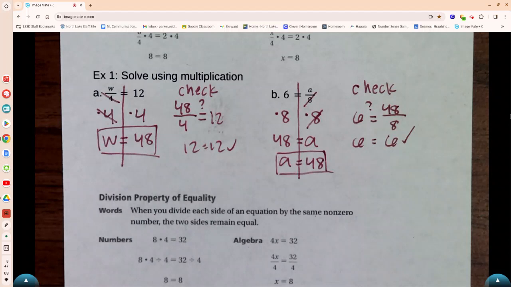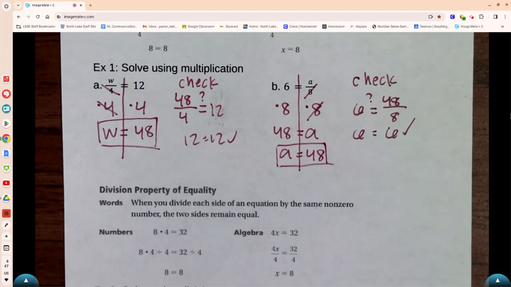All right, moving on to example 2. This is just going to do the same thing, but we're going to use division. So the division property of equality says when you divide each side of an equation by the same non-zero number, the 2 sides remain equal. So what we have ultimately learned over the past 2 days is whatever you do to one side of an equation, you must do to the other.